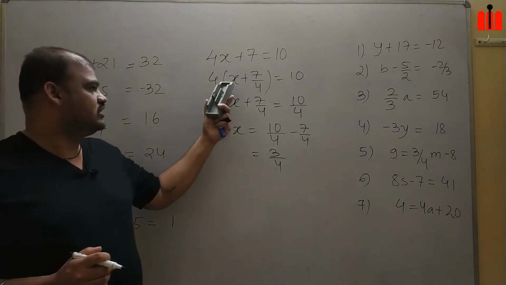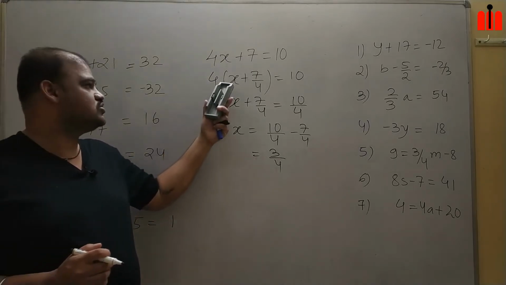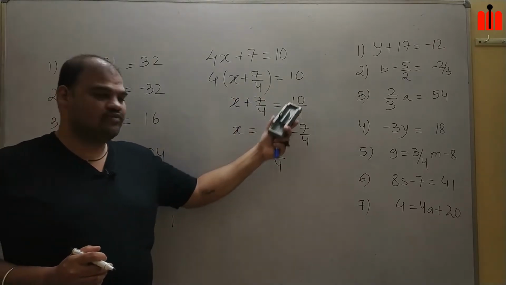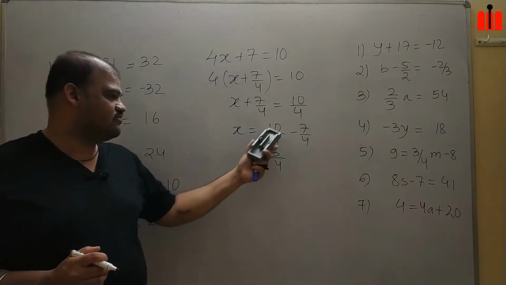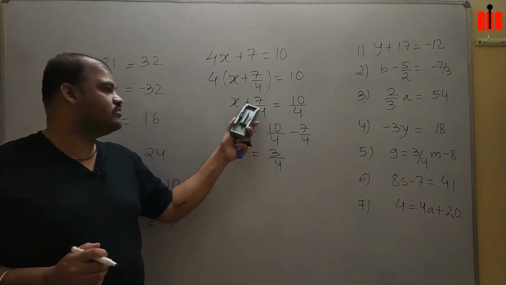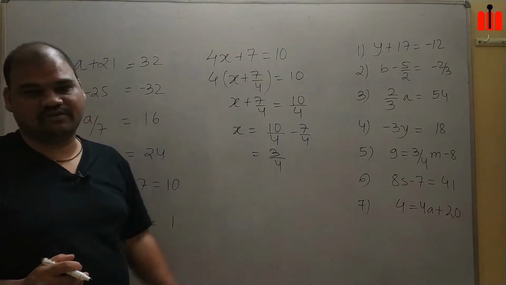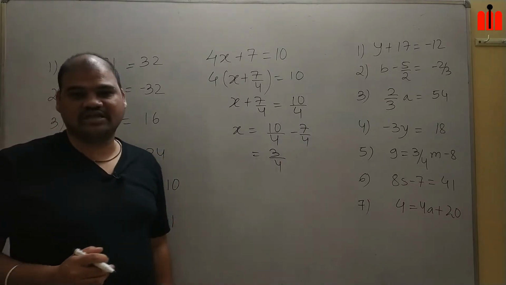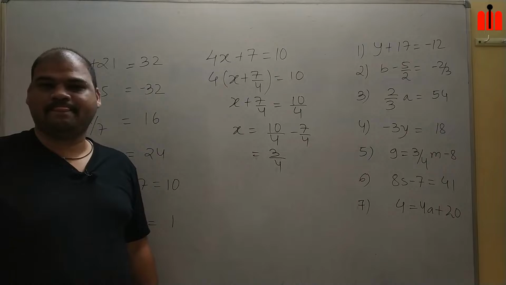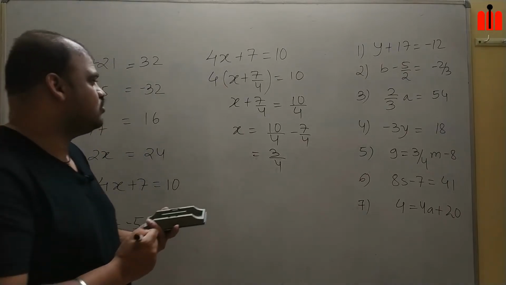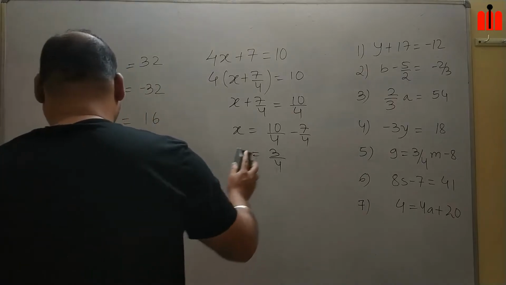So for that we had taken 4 common. So it had become x plus 7 by 4 equals 10 by 4. After that, x equals 10 by 4 minus 7 by 4. 7 by 4 is in addition over here. It will go to RHS. It will become subtraction. So at last x equals 3 by 4. Okay. Done. Let's move on to another problem of similar category.